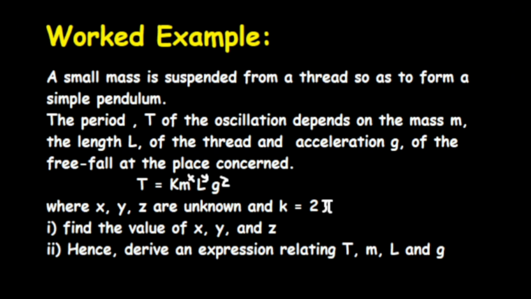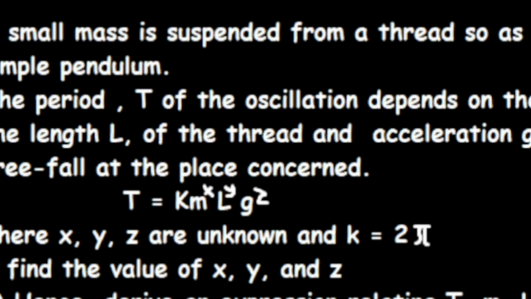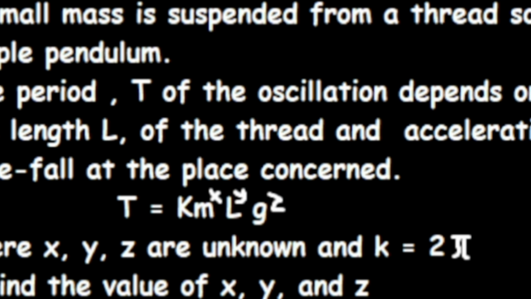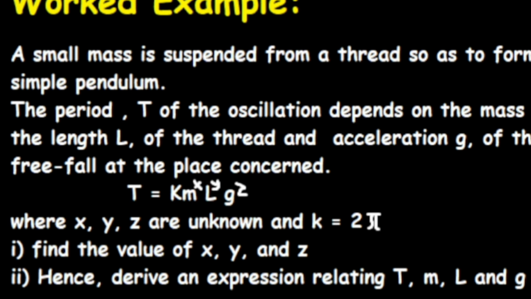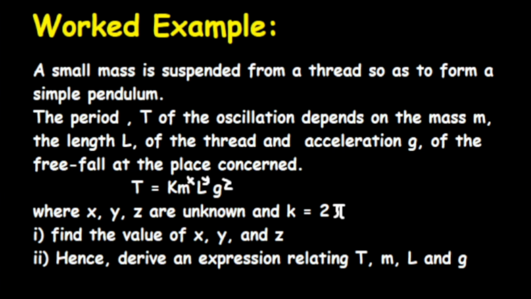So a small mass is suspended from a thread so as to form a simple pendulum. The period T of the oscillation depends on the mass m, the length l of the thread, and the acceleration g of free fall at the place concerned, and is given as T equals k m raised to power x, l raised to power y, g raised to power z, where x, y, z are unknown, and k is equal to 2 pi. So what we want to do is to find the value of x, y, and z, hence derive an expression relating T, m, l, and g.